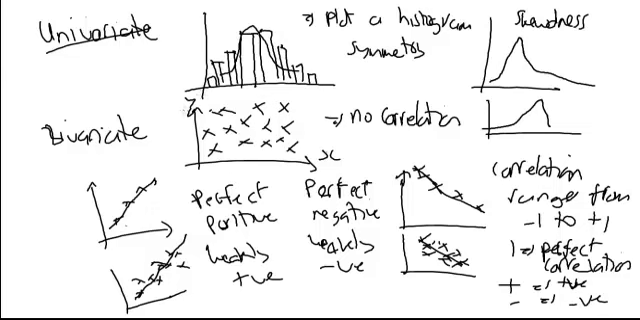Well, if it's bivariate, then we use scatter plots. This kind of plot is known as a scatter plot. And then we comment on what the correlation is, whether there's no correlation, whether there's a strong or weak correlation, and whether it's positive or negative.